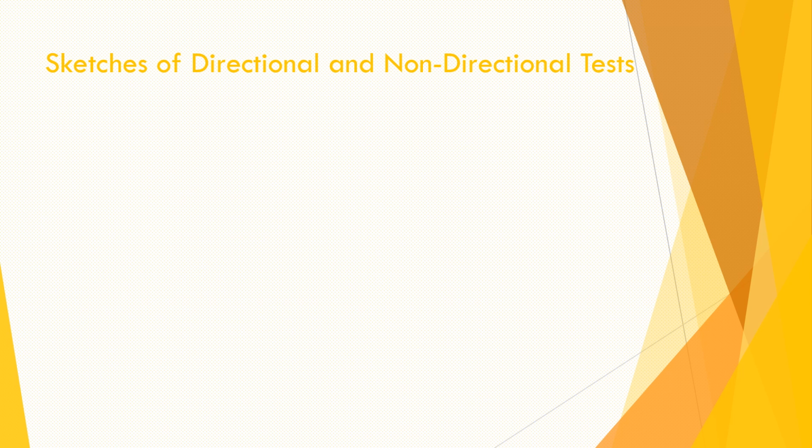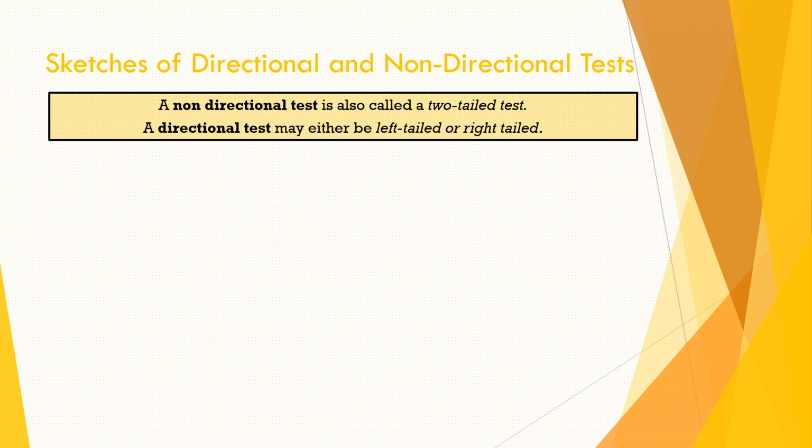So alam na natin how to formulate a null and alternative hypothesis. So, on this time, ang gagawin naman natin or discuss natin is the sketches of directional and non-directional test. So, one-tailed and two-tailed test. Titignan natin ano yung magiging itsura ng normal curve natin kapag siya ay one-tailed and pag siya ay two-tailed. So again, recall natin that a non-directional test is also called a two-tailed test, while a directional test may be either left-tailed or right-tailed.